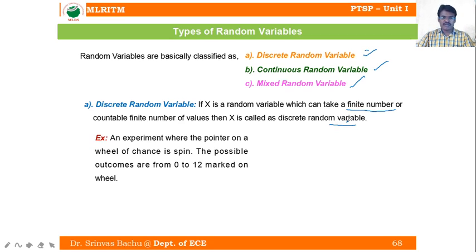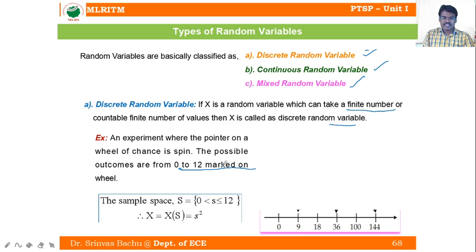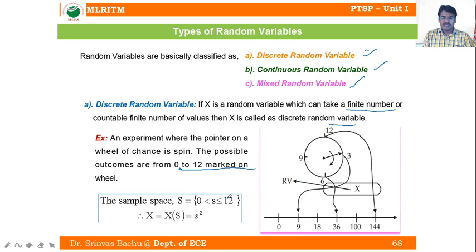Experiment: a pointer and a wheel of chance is spun, and the possible outcomes are from 0 to 12 marked on the wheel. The sample space S is 0 less than S less than or equal to 12, starting from 1 up to 12. These are marked on the wheel. My random variable is capital X equal to S square, or X of S equals S square. When it shows 1 on the wheel, it is 1 square, 2 is 2 square, 3 is 3 square, 4 is 4 square, 6 is 6 square, like this 12 is 12 square.